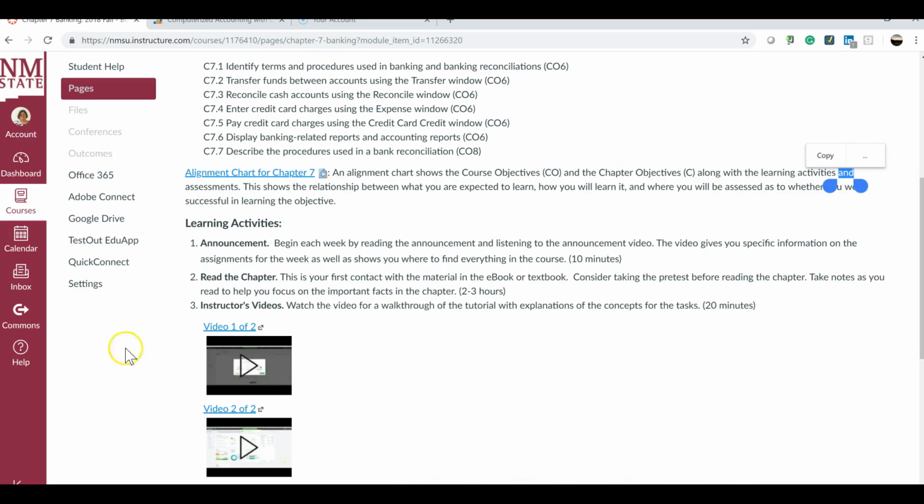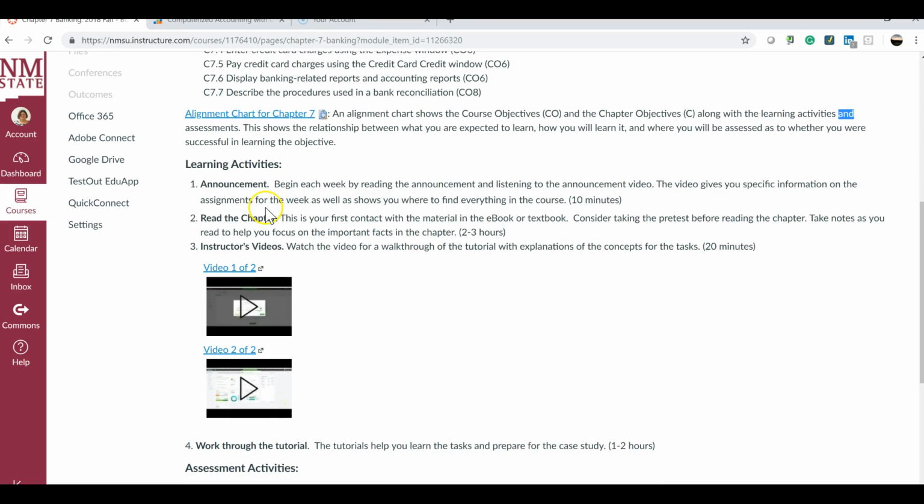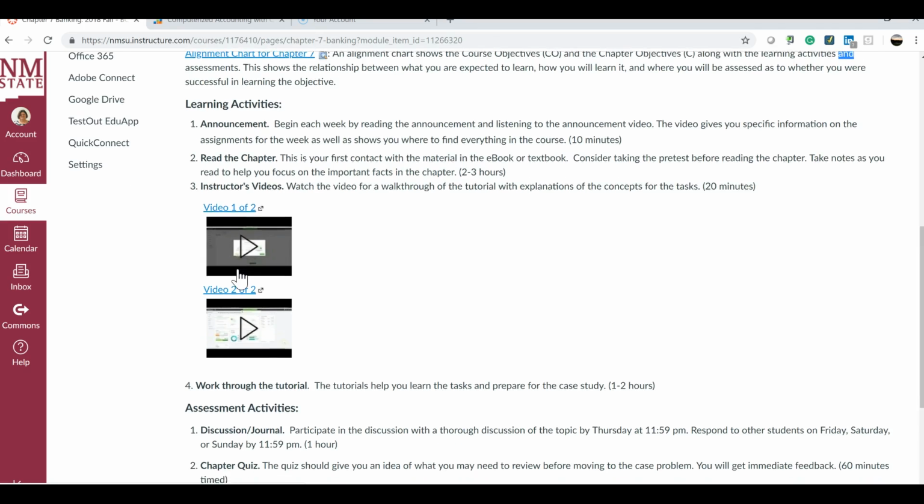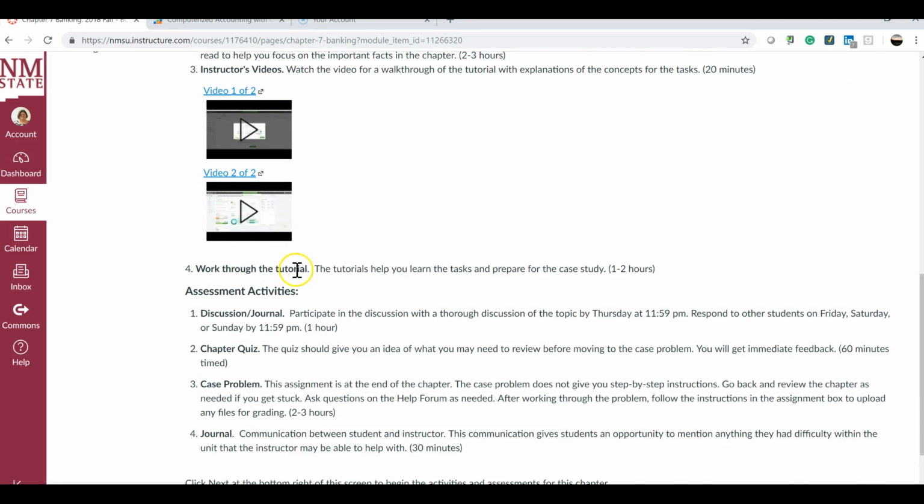Your activities this week should be to listen to the announcement, read the chapter, and listen to the instructor's videos. You may want to do those before you read the chapter. That's up to you. And then work through the tutorial. This is part of the grade. It takes about 2 hours to get through the tutorial.